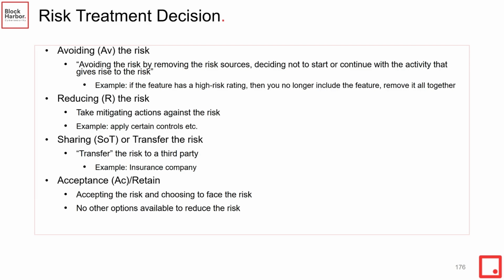Reducing the risk. Here we apply mitigating controls to reduce the likelihood or impact of the threat. This often includes implementing security controls recommended by industry standards like NIST. Sharing or transferring the risk. Sometimes it's more efficient to transfer the risk to a third party, like through an insurance policy. Accepting the risk. In some cases, the only option may be to accept the residual risk and continue with operations, especially if mitigating it further is not feasible.